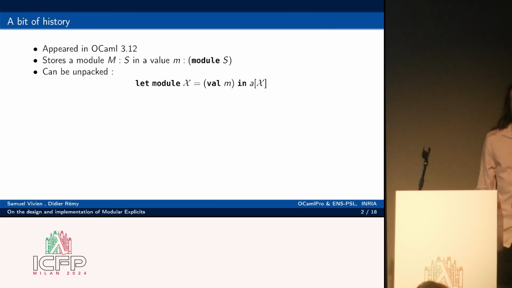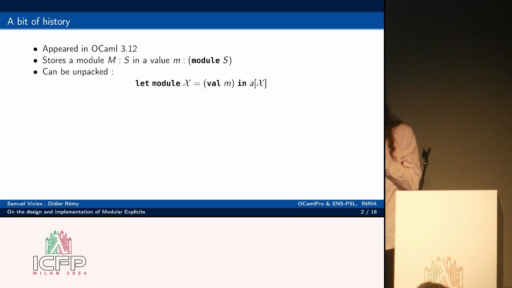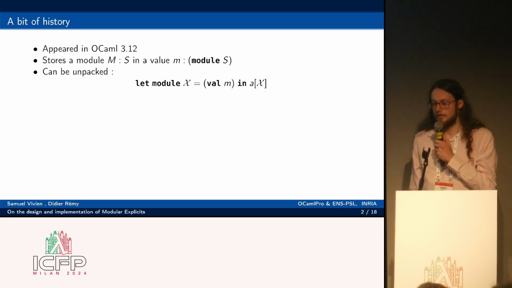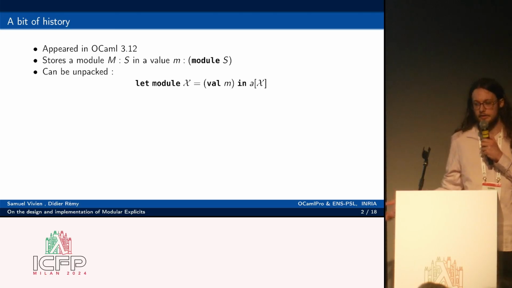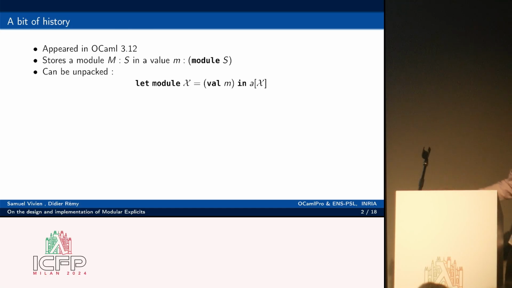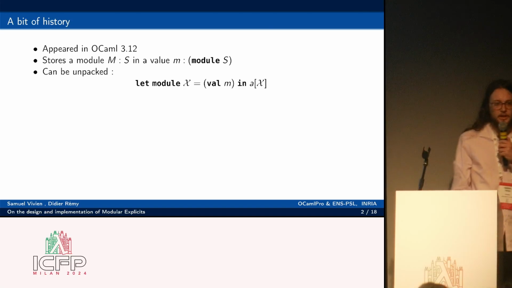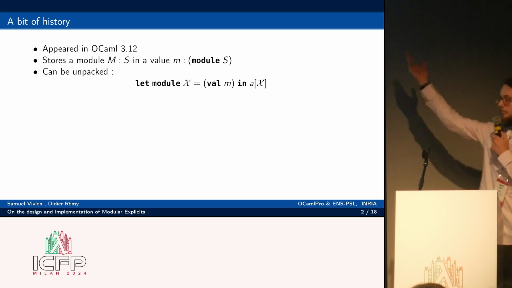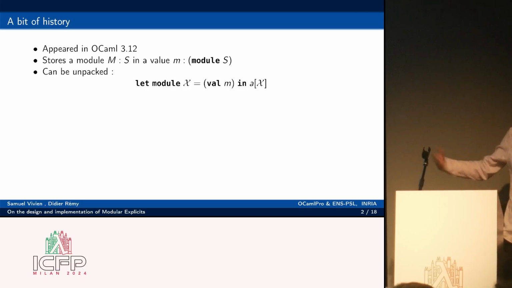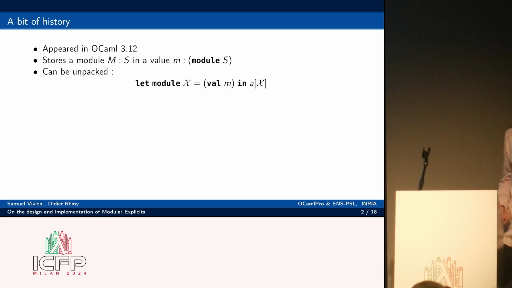So a bit of history. In OCaml, since 3.12, we have a feature called first-class modules that enables us to store a module inside a value, or first-class value, such as the sum all m above. And we can also unpack those first-class modules inside to have, once again, a module which enables us to use it as a regular module to take out fields inside this module.